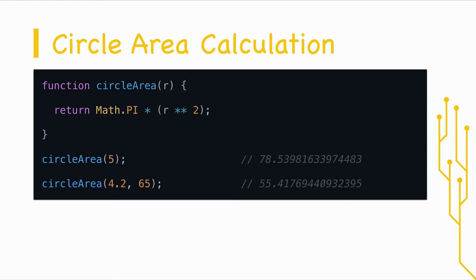So with our calculation, we are assuming that the radius is 4.2, and if we're calculating the area of the circle with radius 4.2, the result is approximately 55.42. And if you manually calculate the area of a circle with the radius 4.2, as you can see, this is the correct value. So this function actually works.